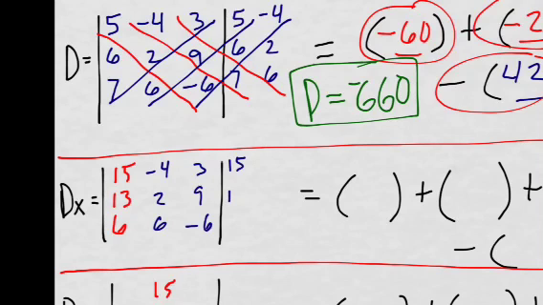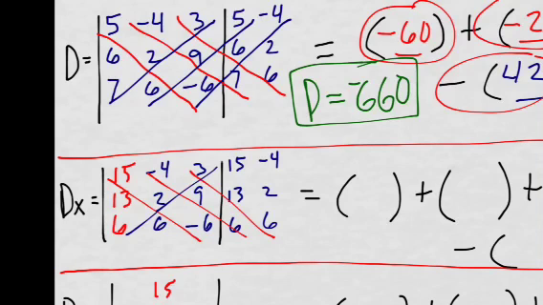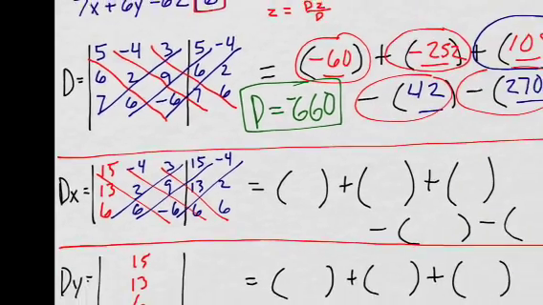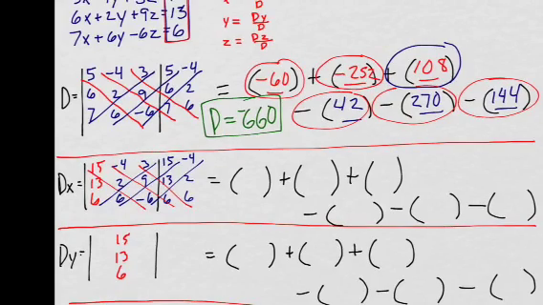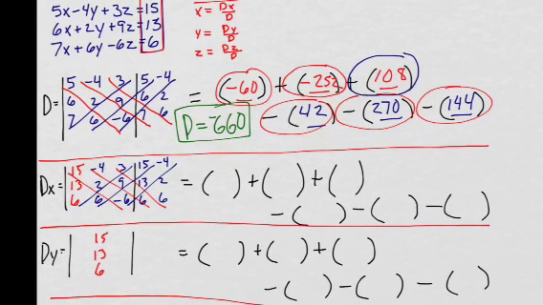This is just our method for doing the determinant. I'll repeat the first two columns outside here so that I can do my diagonals down easily, 1, 2, 3, and my diagonals up. So now I have it set up. I'll just type it in my calculator and get my answers.